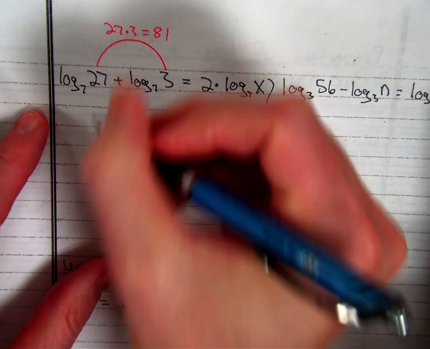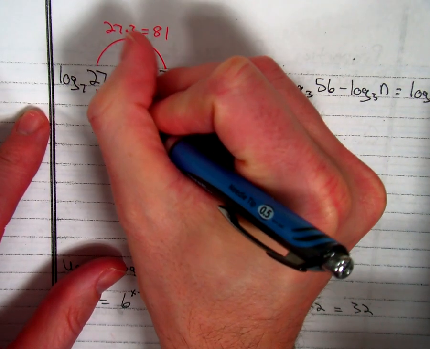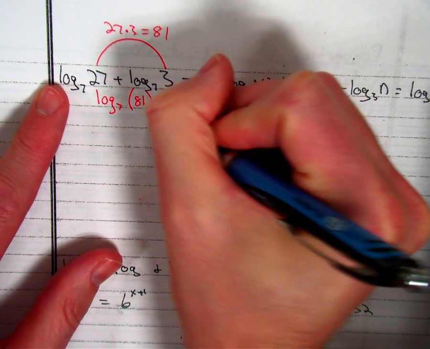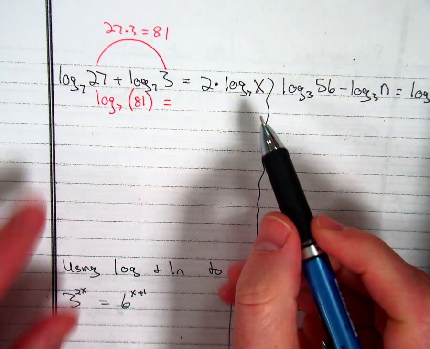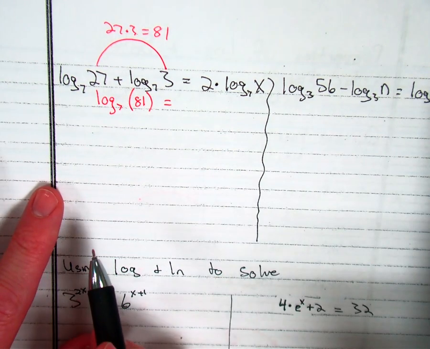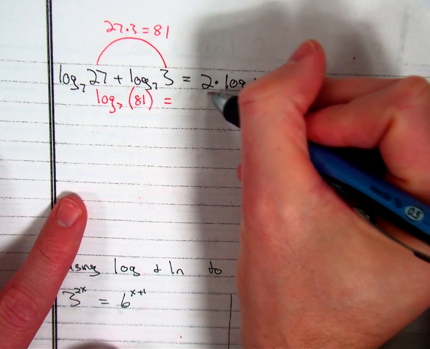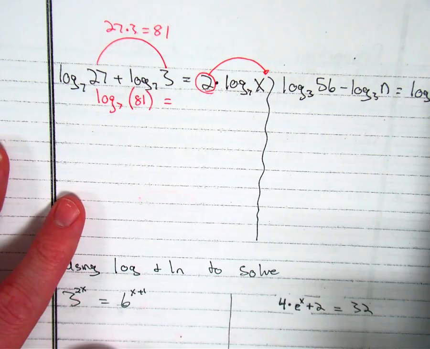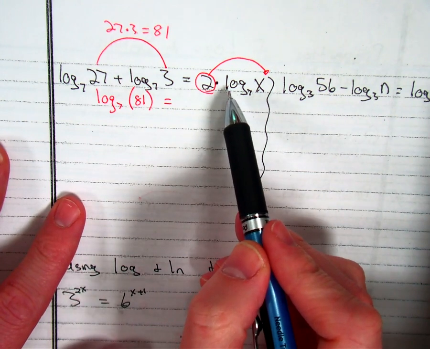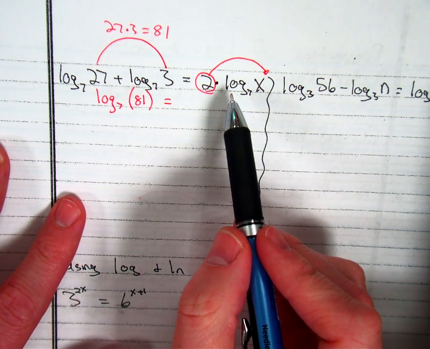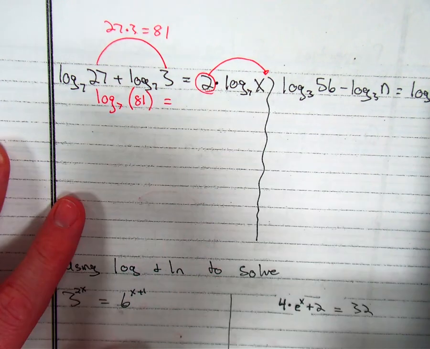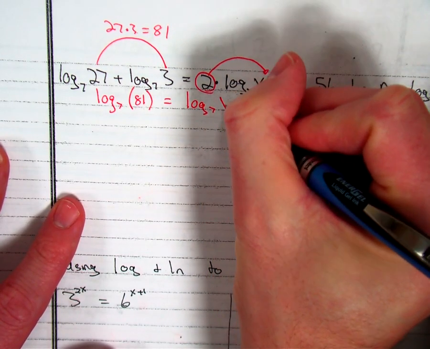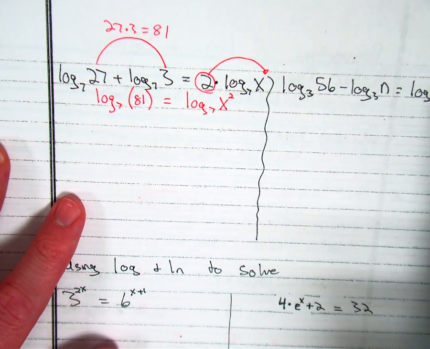So we're going to put those two back together as one log of 81. Then we're going to do the reverse of our power property, and put that 2 back on top as a power. We had a multiplier in front of our log. We're going to reverse it and put it on top of x as a power. Log base 7 of x squared.